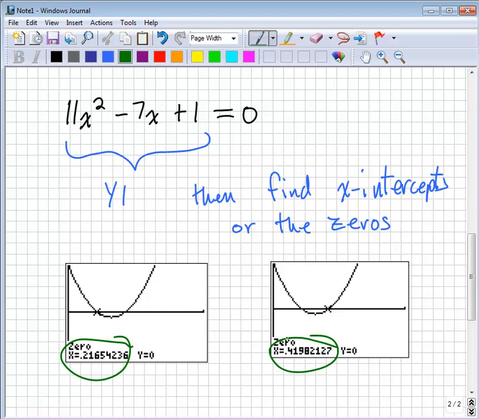Now this can be solved relatively easily algebraically. You can just use the quadratic formula for this, which is better in the sense that you get an exact answer. But this is a pretty quick way to get an approximate answer for your values.